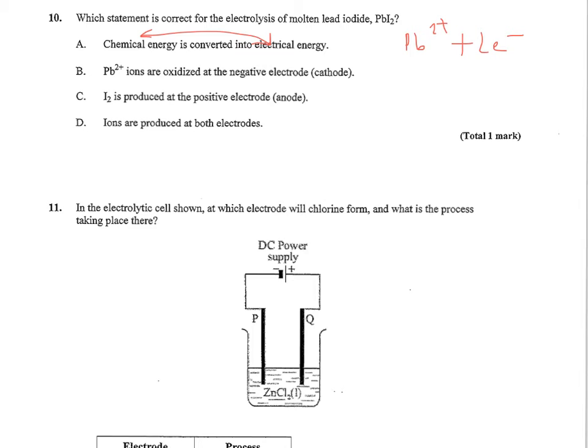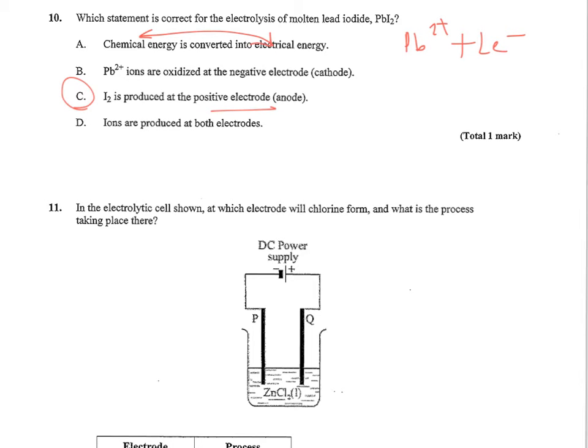C says I2 is produced at the positive electrode. I- ions would go to the positive electrode. And in this case, that would be the anode because that is going to be oxidation occurring there. So C appears to be the correct choice. And then D says ions are produced at both electrodes, and that's not true. Ions are reduced at one and oxidized at the other.